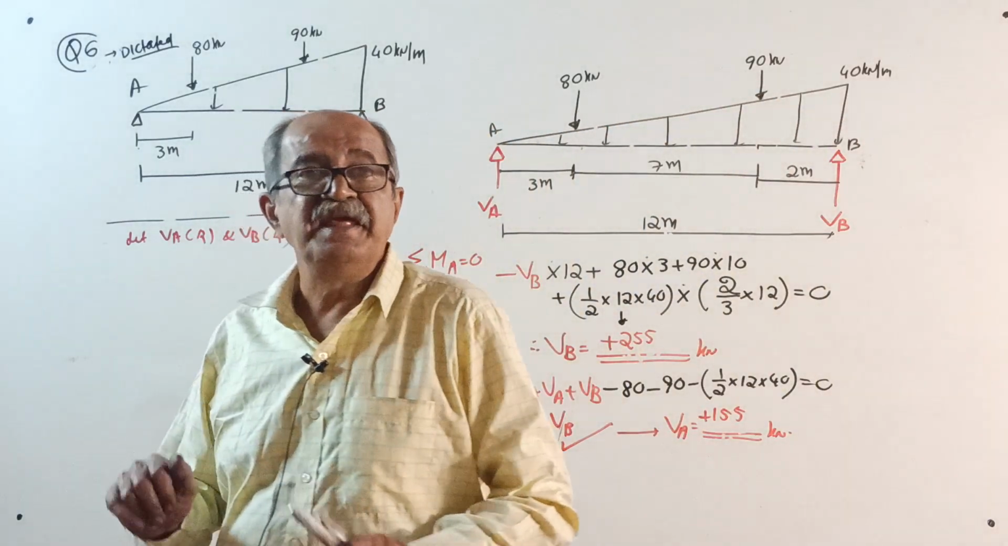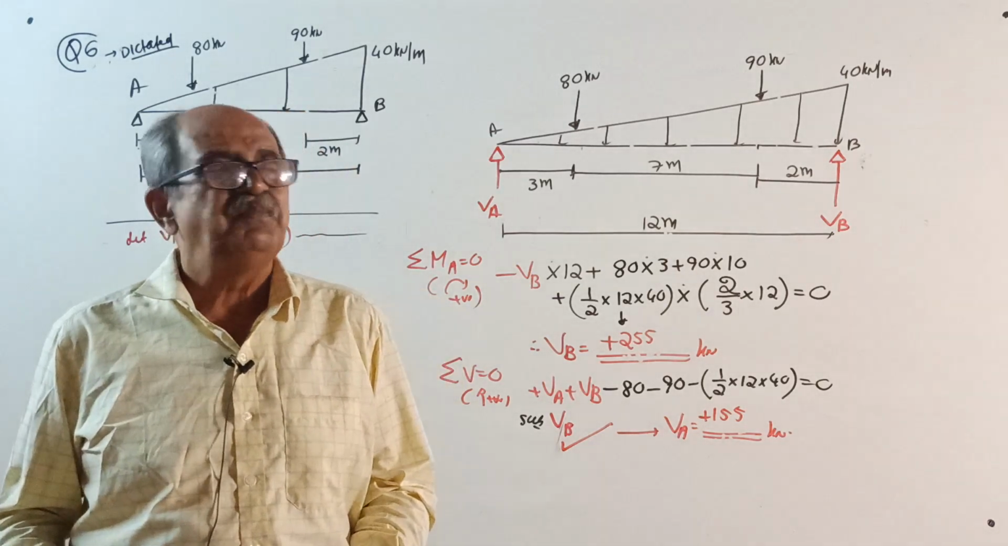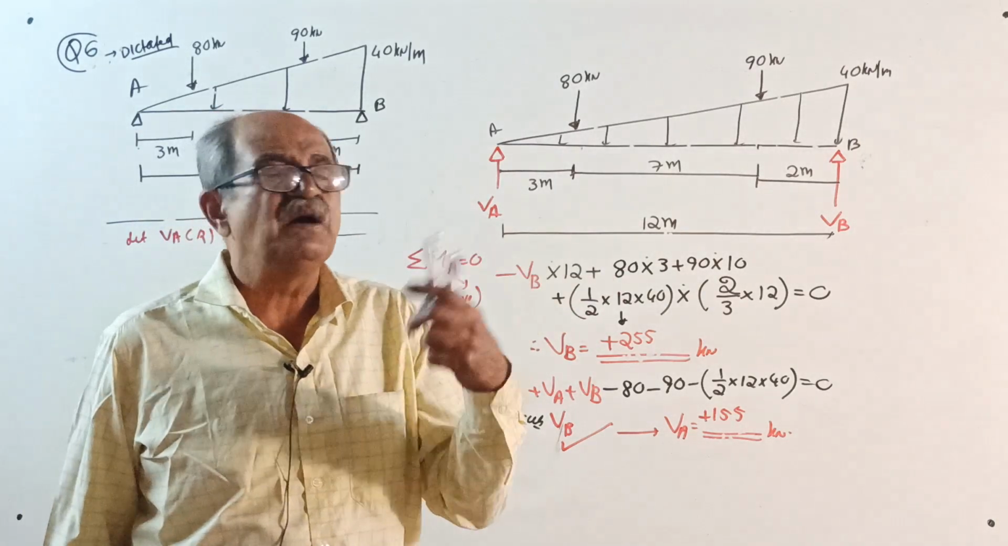Question 6, I'm dictating. Now I am not giving hinge and roller. Our important. If hinge and roller give horizontal reaction, we are not interested. Once in a while it will come.